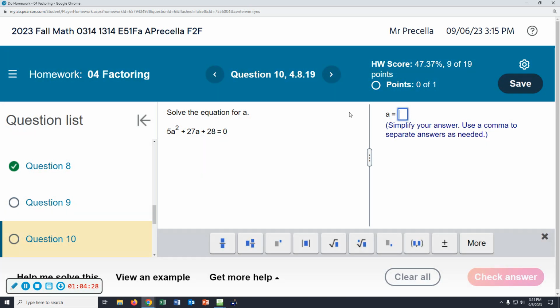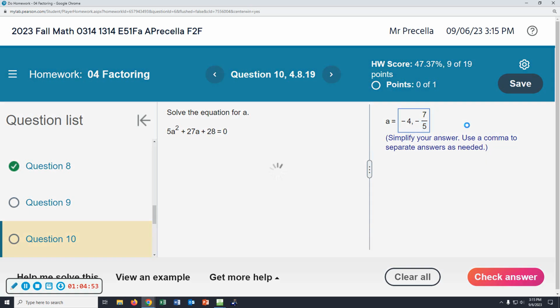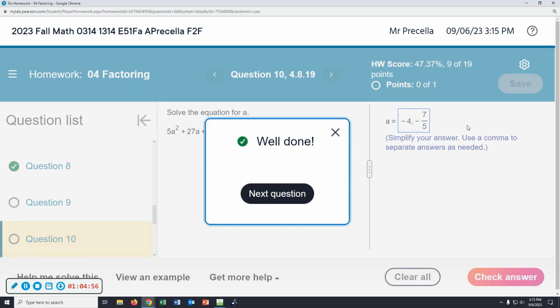So I'm going to type the integer answer in first, which was negative 4, comma, and then what was it? Negative 7 over 5. If it's just a number over a number, I'll be lazy. I won't use that fraction bar. I just use the little slash from my keyboard, and as soon as I hit that slash, it switched it into a fraction for me. Any questions there?